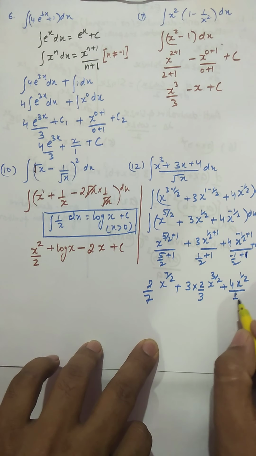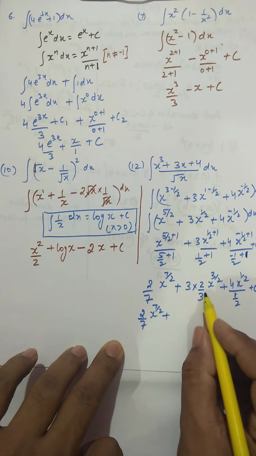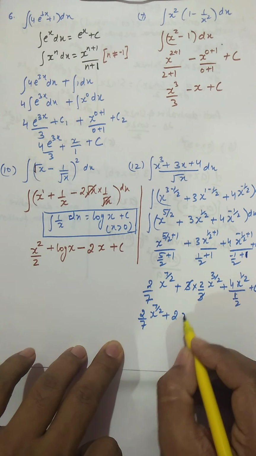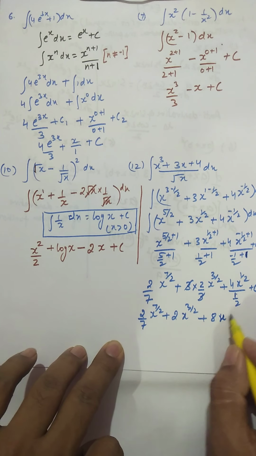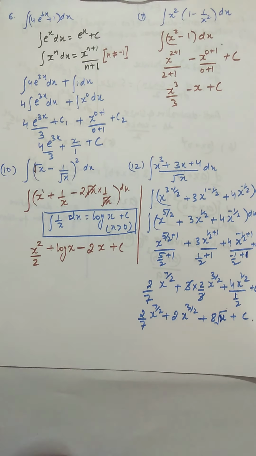So the final answer has just come: 2/7 x^(7/2) plus, this 3 you can cancel, 2x^(3/2), and this 2 will get multiplied, so this becomes 8, or you can write 4 times x^(1/2), or you can write this as root x, plus c. So this is the power rule. With the help of the power rule we have found this solution.